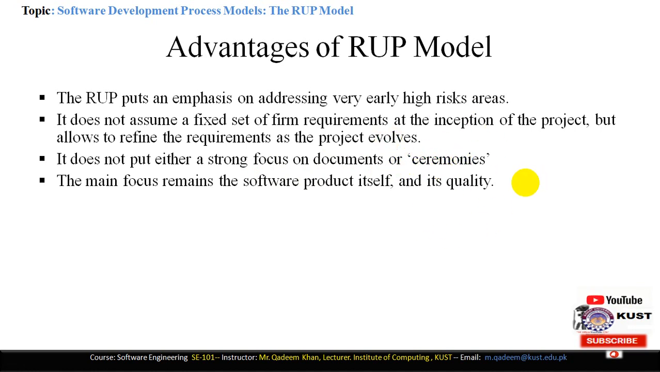So basically, unnecessary gatherings, for example, gatherings of different teams or informal meetings, are not emphasized in the RUP model. So that's why it doesn't focus on strong documentation and unnecessary meetings. The main focus remains the software product itself and its quality. The best focus is on the quality because the quality is achieved through the different patterns in UML. These patterns are built in and standard patterns.